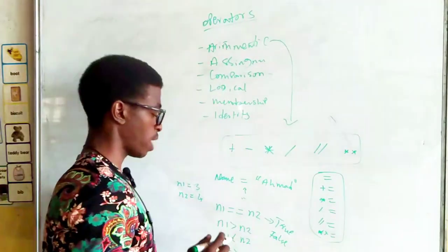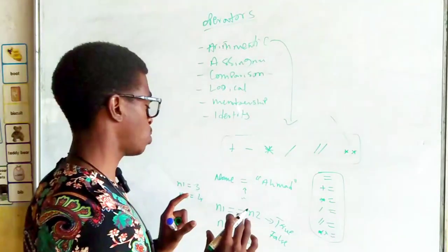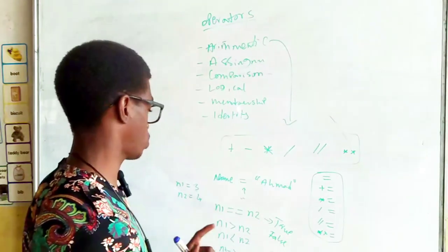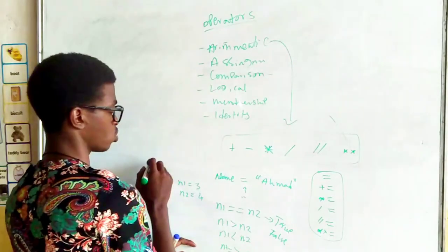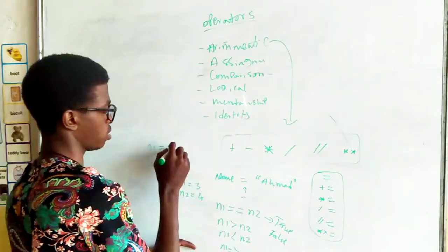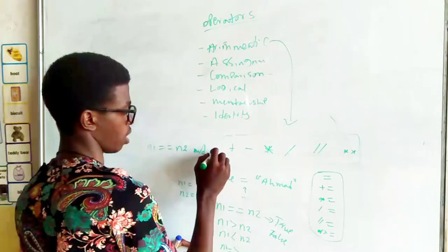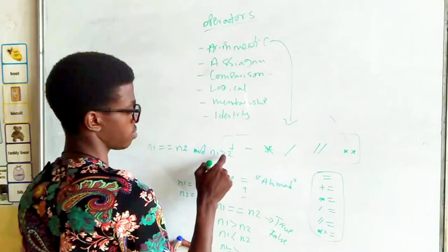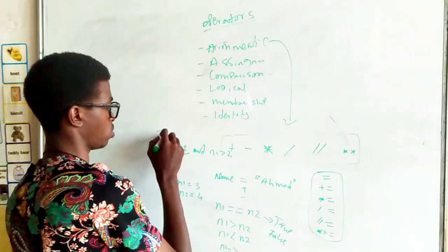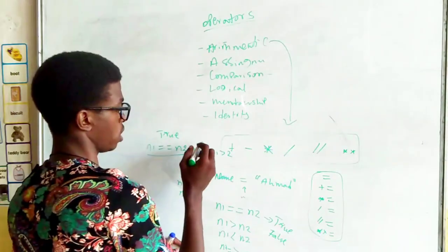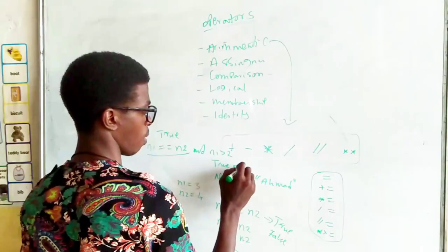With the logical operator, if I have two comparison operators, I want both of them at the end to be either true or false. For example, I say n1, is it greater than n2? No, sorry, equivalent to n2. So I can take this, say n1 equivalent to n2, and then I say and n1 greater than n2. So you see, this is a comparison operator, which at the end of the day is going to return true or false. This is also a comparison operator, which at the end of the day is going to return true or false.